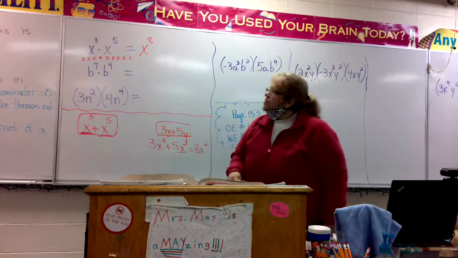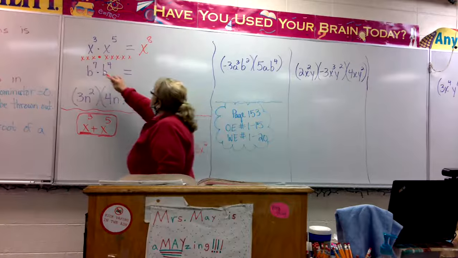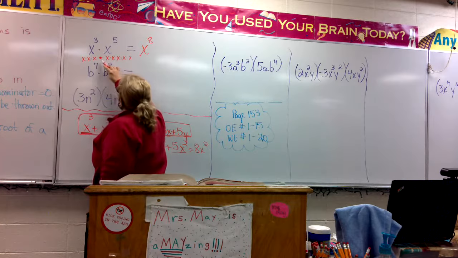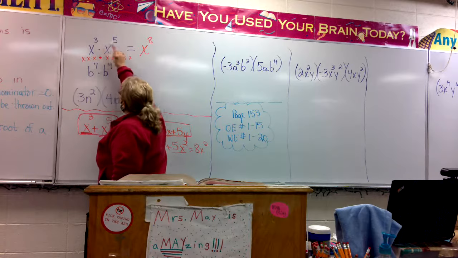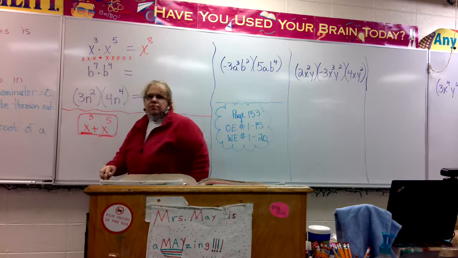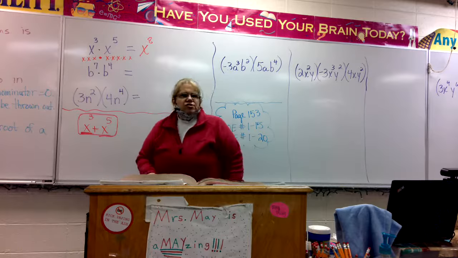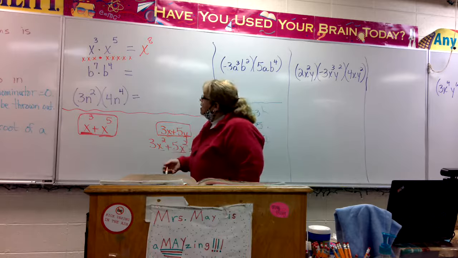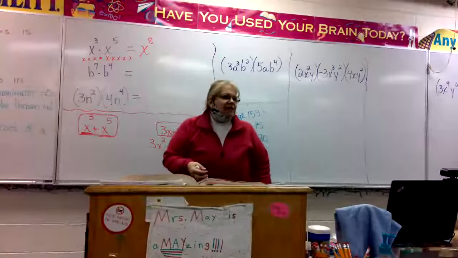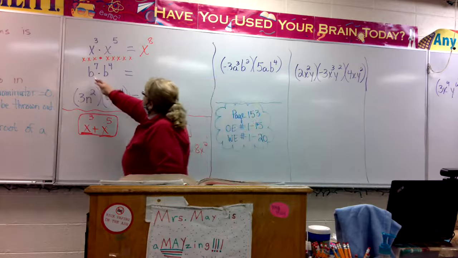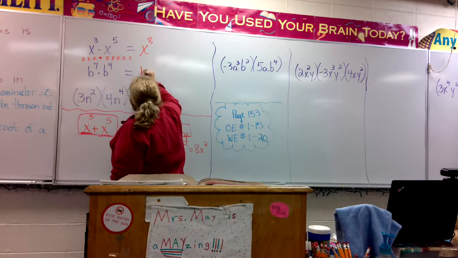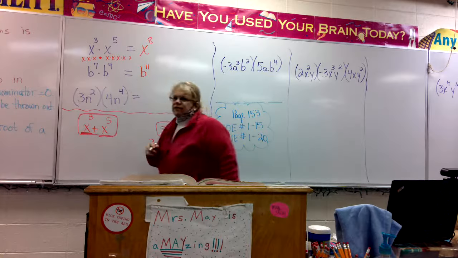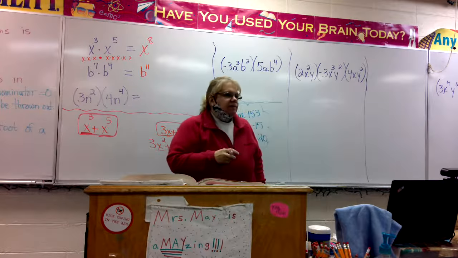Well, rather than having to write them out every time like this, if they're multiplied, what can you do to the exponents? Just add them up, right? So if it's multiplying, you can just add the exponents. So what do you get here? B to the 7th, B to the 4th, B to the 11th. Yes?